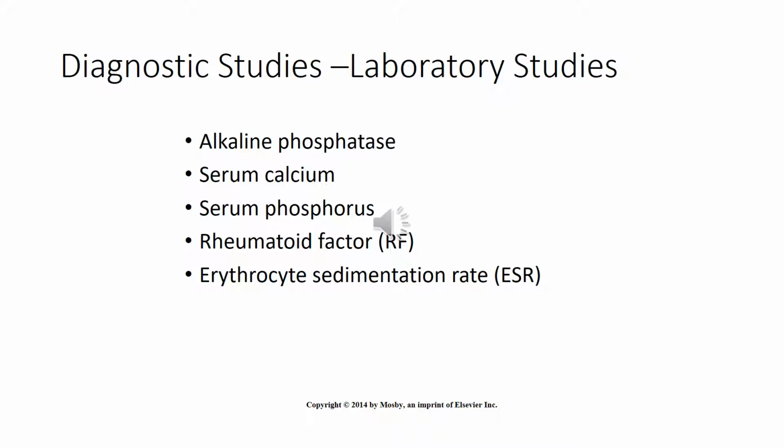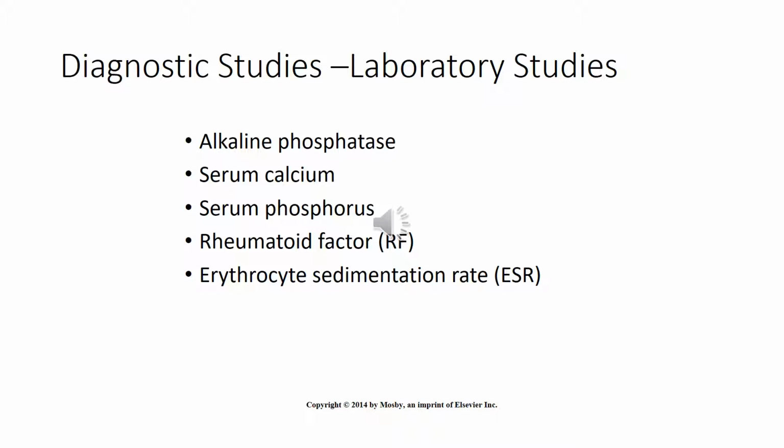Serum phosphorus is indirectly related to calcium metabolism. Remember, calcium and phosphorus kind of work together. So decreased levels are found in osteomalacia. Increased levels are found in chronic kidney disease, healing fractures, osteomyelitis, metastatic tumors or cancer.